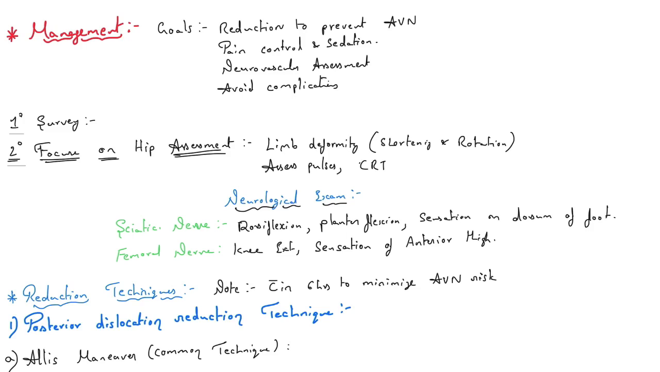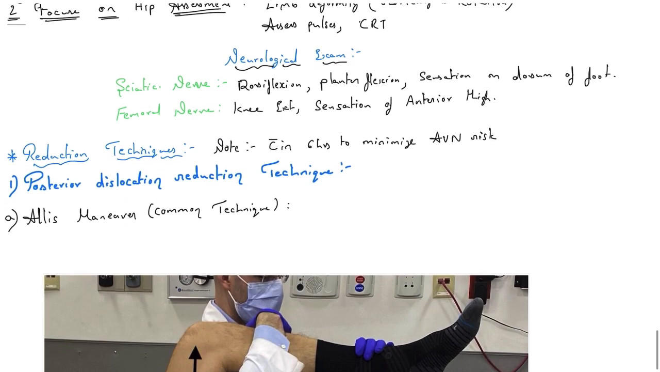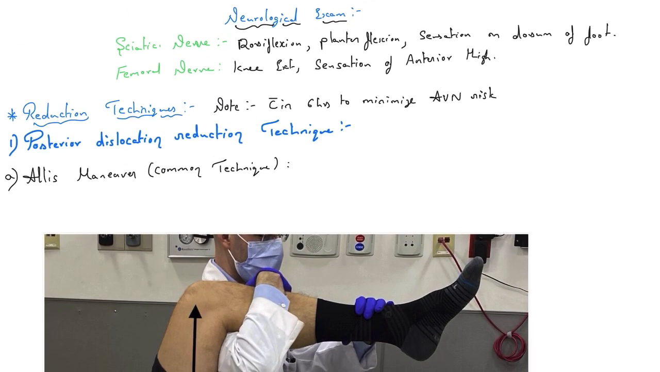In hip assessment we have to check the limb deformity, like shortening and rotation, assess the pulses, check the capillary refilling time, and do a neurological exam. If the patient has a posterior dislocation, we have to suspect sciatic nerve injury. So for the neurovascular examination we check dorsiflexion, plantar flexion, and sensation on the dorsum of the foot. We have to check the sensation in everything.